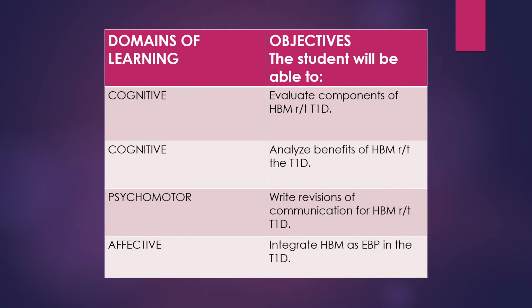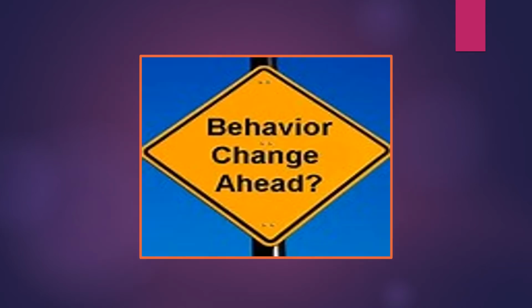The objectives are constructed using the three domains of learning in Bloom's taxonomy. These are addressed as follows. Using experience and observation learning in the clinical setting, the student will evaluate, analyze, and write revisions of the components of the health belief model and integrate as evidence-based practice for the type 1 diabetic patient. The health belief model assists in predicting behavior change.